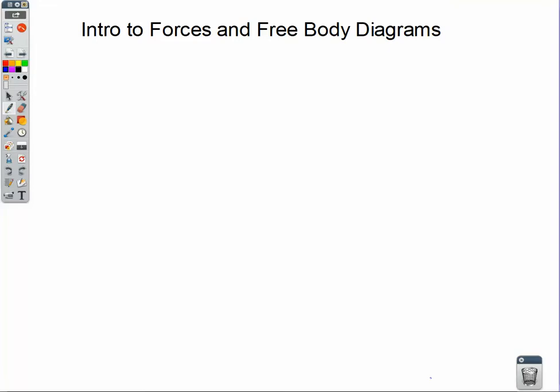All right. So first off, what is a force? We don't need to get super technical here. A force is simply a push or a pull. So something that pushes on an object or something that pulls on an object, that's a force. Generally, we have two main kinds of force. Let's say we have contact forces.